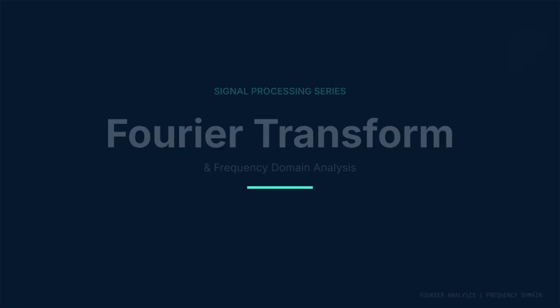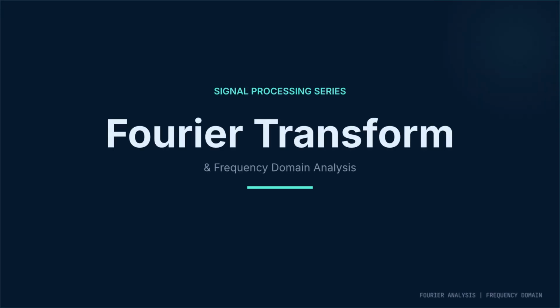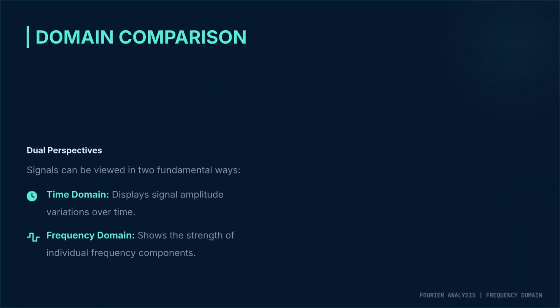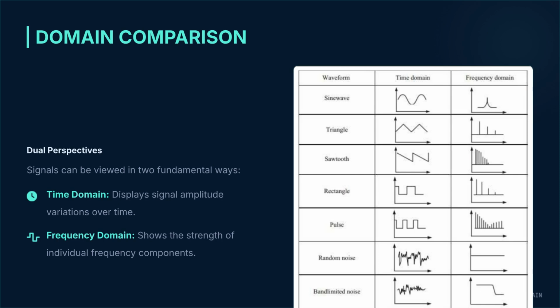Welcome to our video on the Fourier transform and frequency domain analysis, revealing the hidden frequency components of signals through mathematical transformation. Signals can be viewed in two ways: the time domain, showing amplitude over time, and the frequency domain, which reveals the strength of individual frequency components. The visualization on the right compares several common waveforms across both domains.